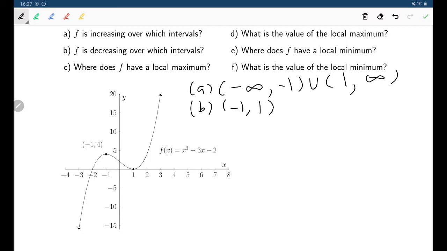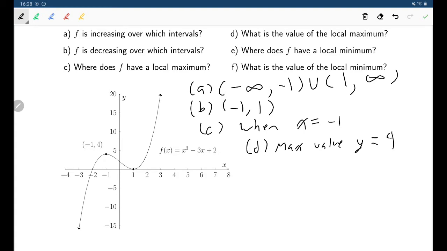Where do we have a local maximum? Local maximum happens when x equals -1. What is the local maximum value? That would be the y value of 4. So this is something to keep in mind when we're talking about maximum values and minimum values. There's the question of where does it happen or when does it happen? That's asking what x value is the value for the minimum or maximum. The question of what is the minimum or maximum value, that's asking for the y value.